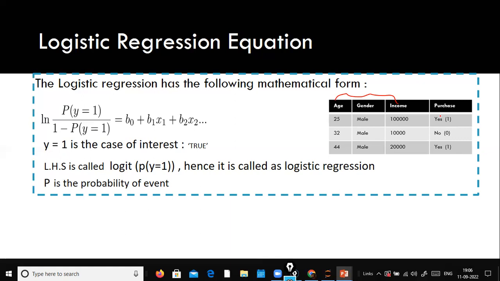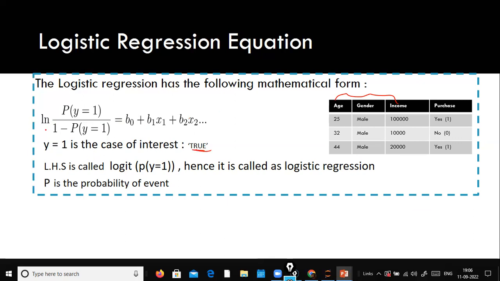We are interested in predicting those customers who are willing to buy the product. Let's say I launch a new product in the market, and with this historical data we want to predict it. So in this case, the probability of y equal to 1. Instead of simply saying natural log of P over 1 minus P, it is natural log of probability of y equal to 1, divided by 1 minus probability of y equal to 1. On the right side, it will remain as it is. Here, 1 is the case of interest, true.